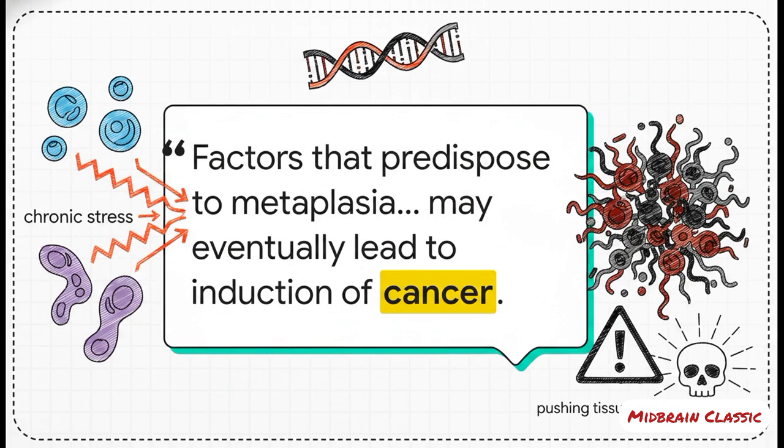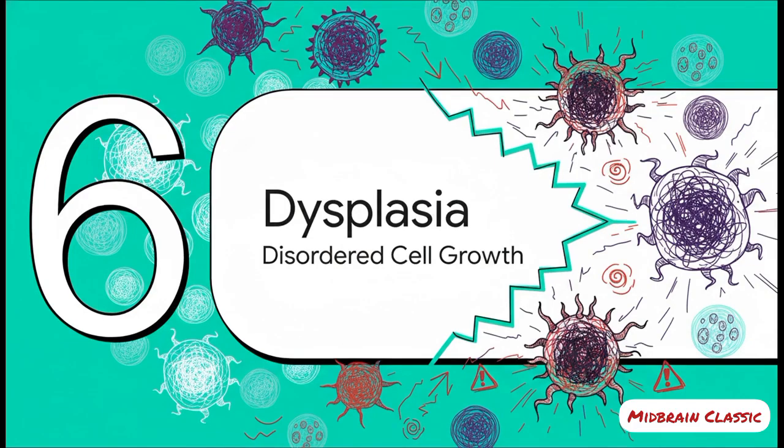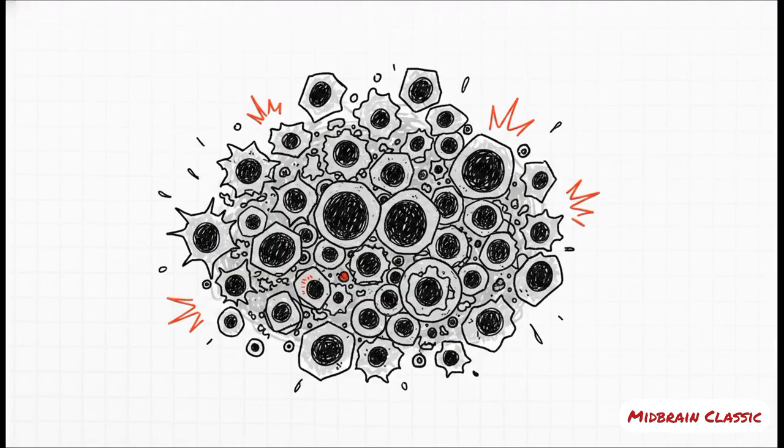However, this remarkable survival mechanism does come with a specific warning directly from the text. It states, "The factors that predispose to metaplasia, if persistent, may eventually lead to induction of cancer in metaplastic epithelium." So, while the adaptation itself is an orderly biological response at first, the chronic stress driving it can absolutely push the tissue way too far. Section 6. Dysplasia. Disordered cellular growth. This marks the dangerous transition from orderly adaptation into disordered cellular development.